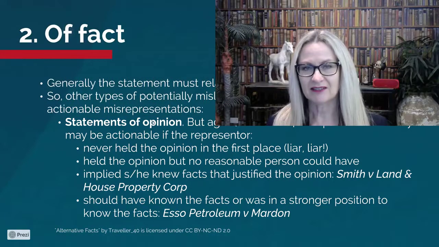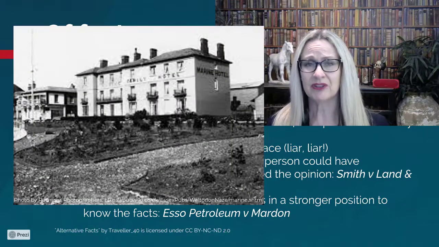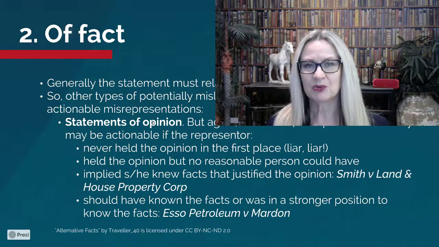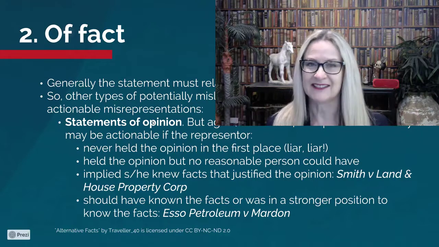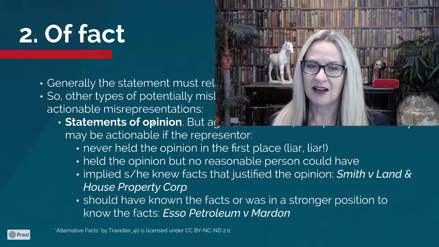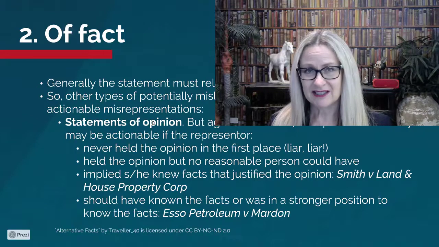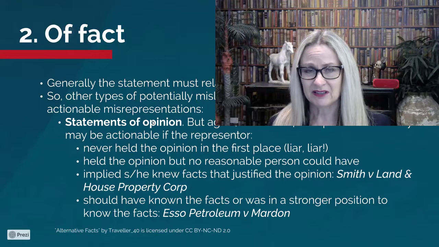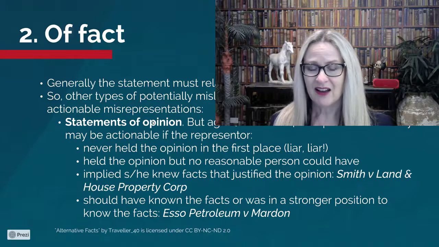And in that case, you had Land & House contracting to buy the Marine Hotel at Walton-on-the-Naze in 1884 from one Smith, who held the title. Smith had represented that the hotel was let to a most desirable tenant, Mr. Fleck. However, what Smith didn't tell Land & House was that poor Mr. Fleck was habitually late in paying his rent. And in fact, just before the sale was completed, Mr. Fleck actually went bankrupt. So the question was obviously whether that was an actionable misrepresentation of fact or whether it was mere opinion.